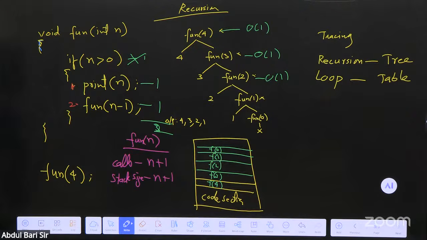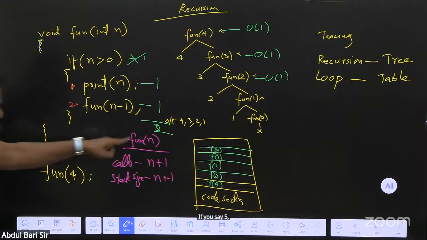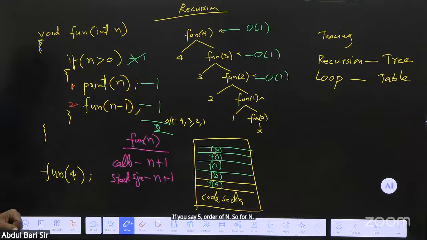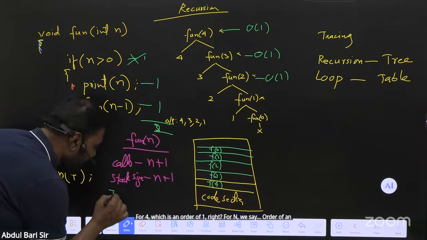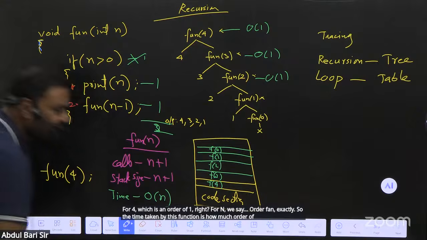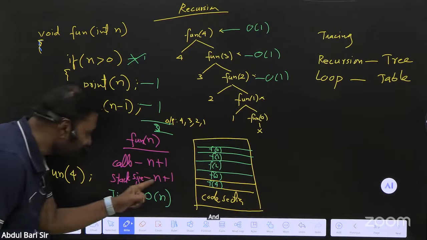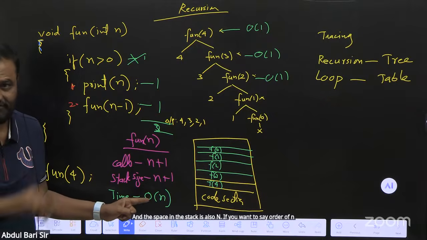For 4, it is 5. 5 is constant or not? We say order of 1. If you say 5, order of n. So for 4, we say order of 1, right? For n, we say order of n. Exactly. So the time taken by this function is how much? Order of n. And the space in the stack is also n. If you want to say order of n, you can say order of n.